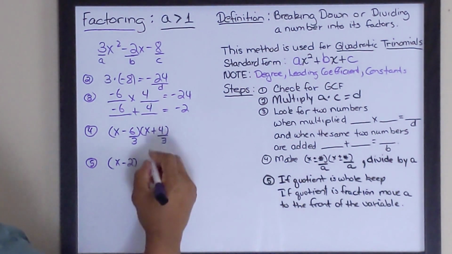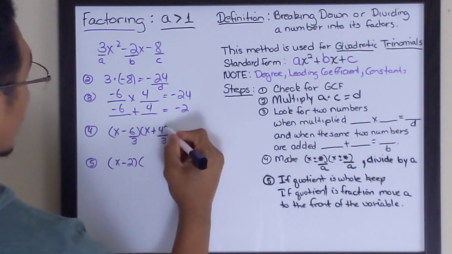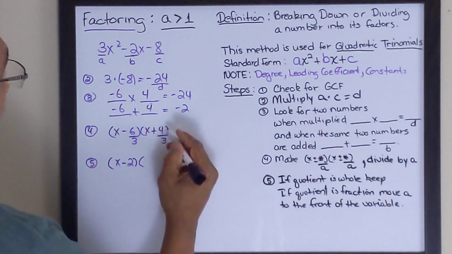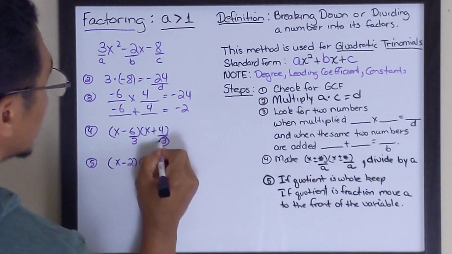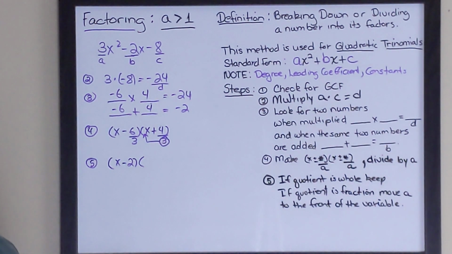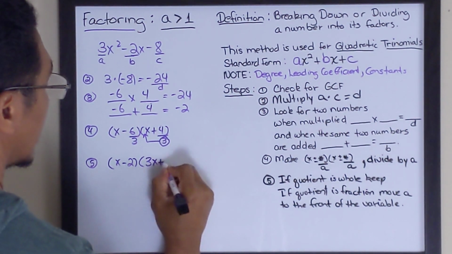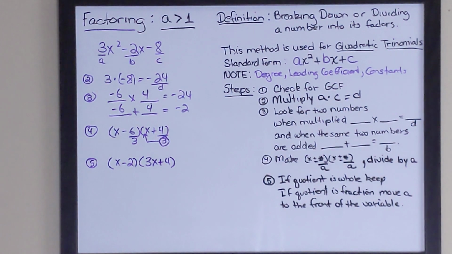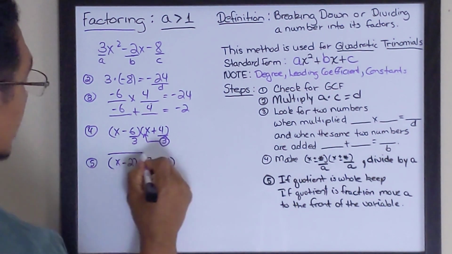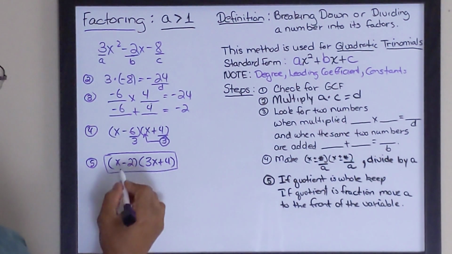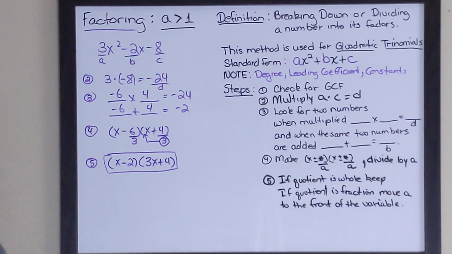Now in this particular instance, when we divide 4 by 3, we're going to get a fraction or a decimal value, in which case you're going to move this value in front of the x. So our answer is going to be 3x plus 4. And that is it for that particular problem. So your answer here, the factored form of this polynomial, is x minus 2 times 3x plus 4.